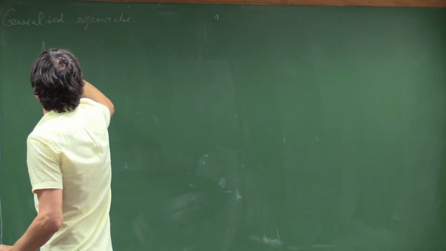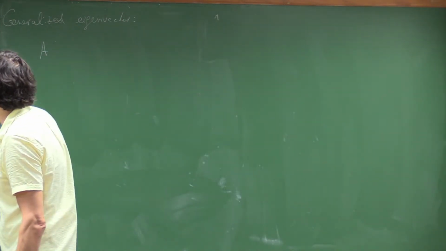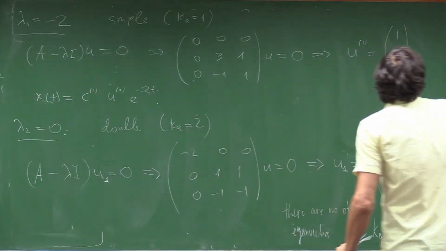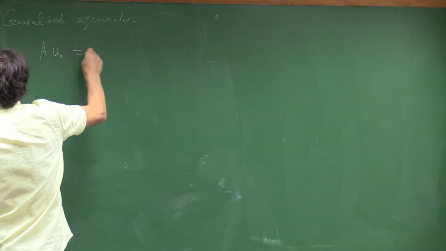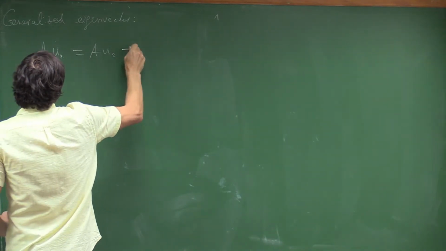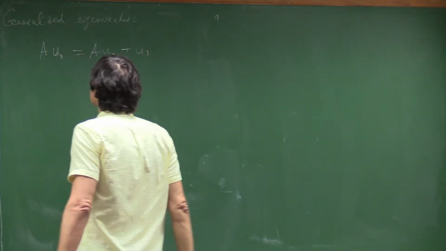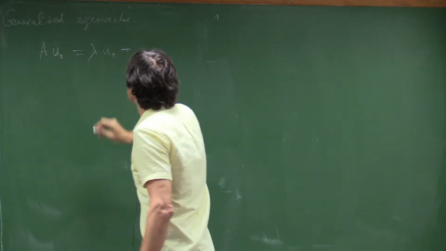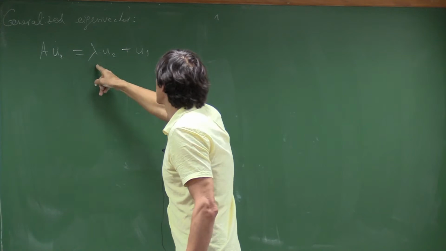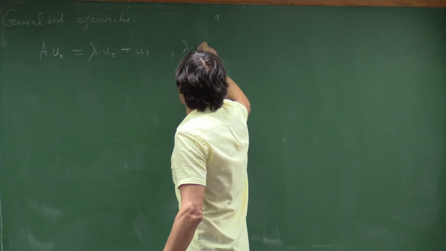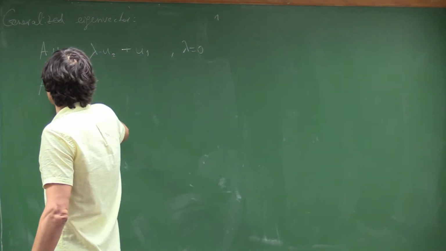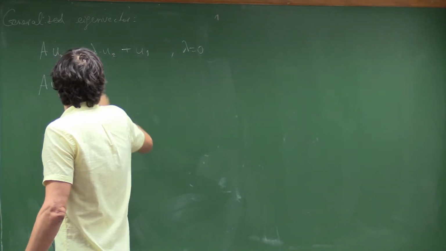So we have to solve. So let's not put 2. It's not necessary. So we have to solve the next equation. Like this. Cool. So our lambda is 0. So we have to solve the equation AU2 equals U1.